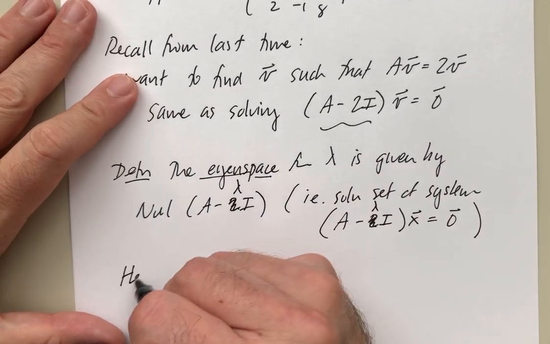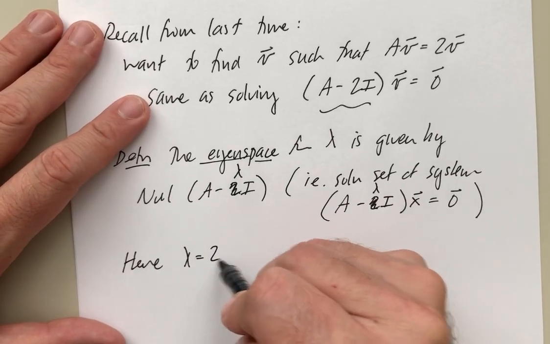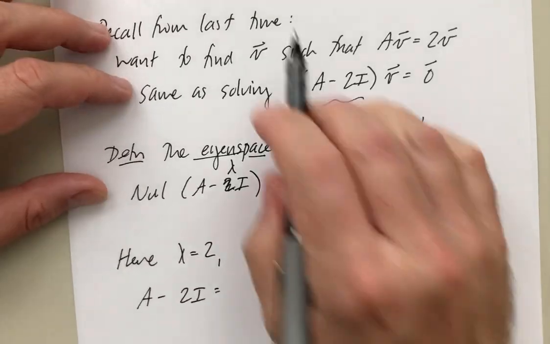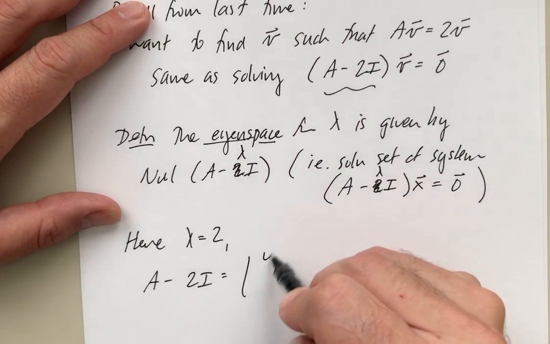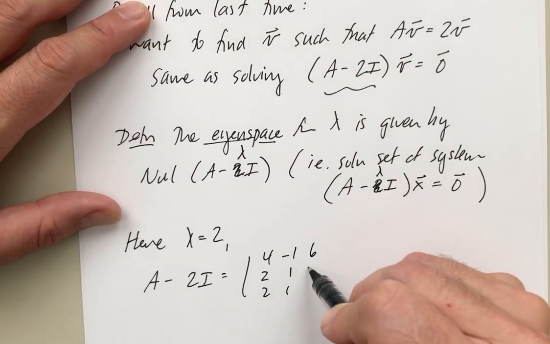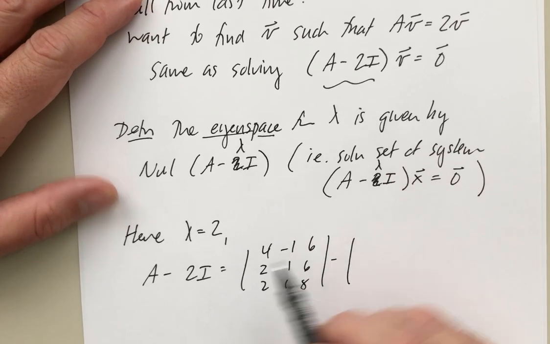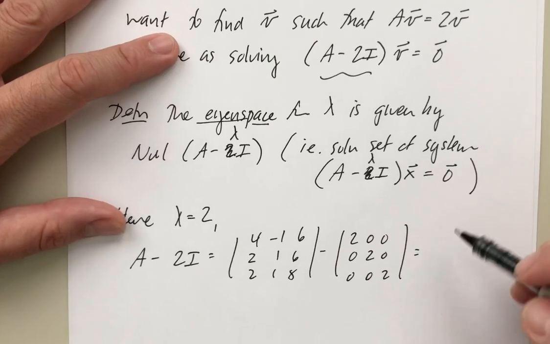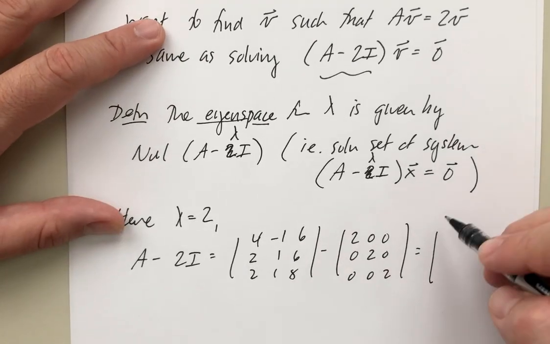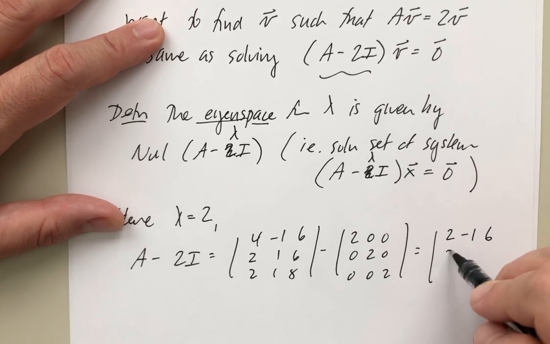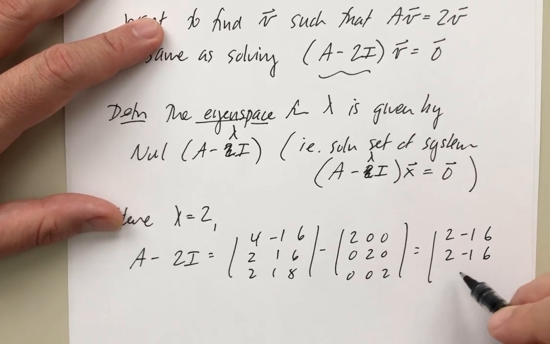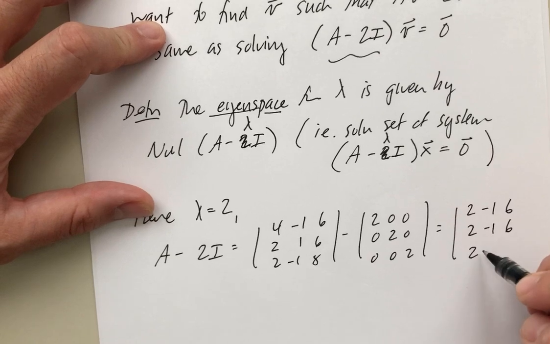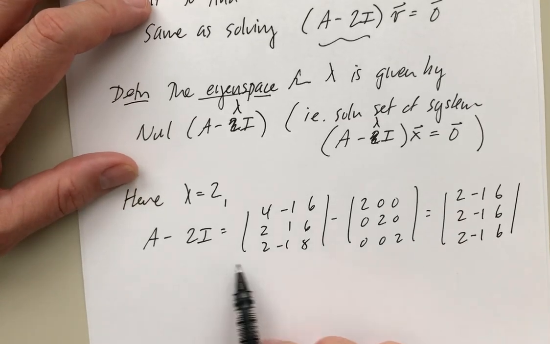So here, what are we looking at? We have lambda equals 2, and A minus 2I is given by the matrix A, which is up here: 4, 2, 2, minus 1, 1, 1, 6, 6, 8. And I'm going to subtract 2 times the identity. What I get is another 3 by 3 matrix. All I've done is subtract 2 off the diagonal. So this is 2, 1, minus 6, 2, minus 1, 6, and then 2, minus 1, 6. So that's A minus 2I.